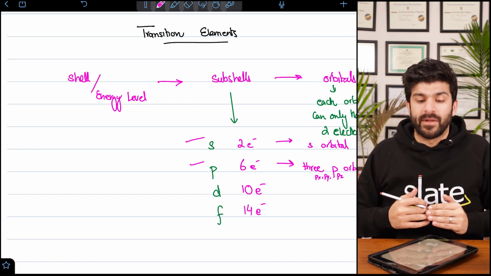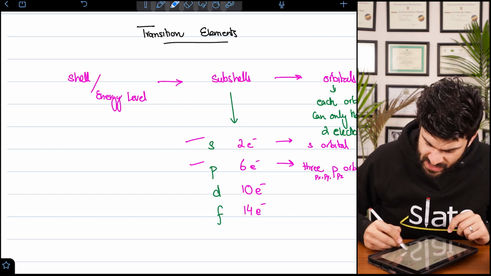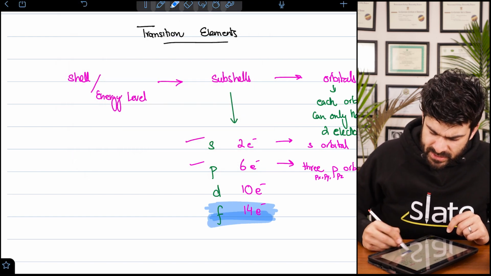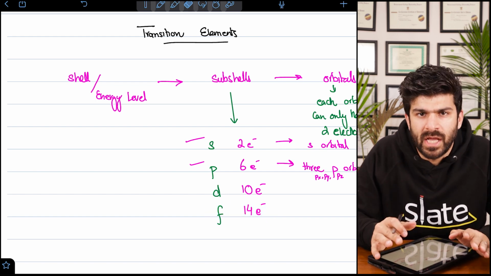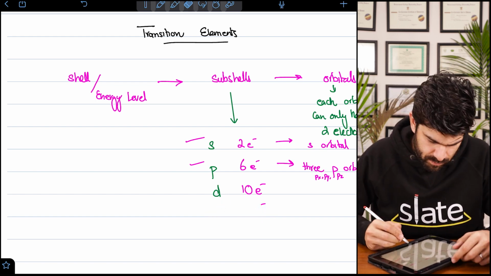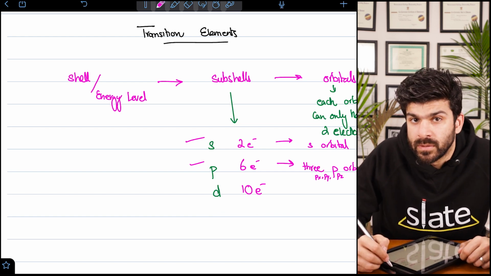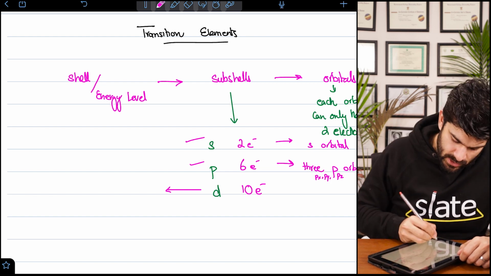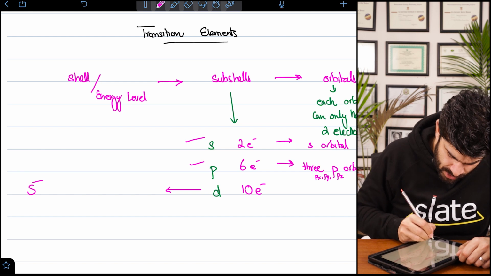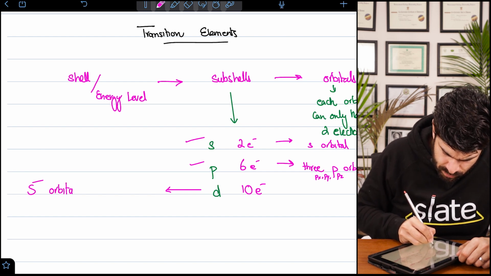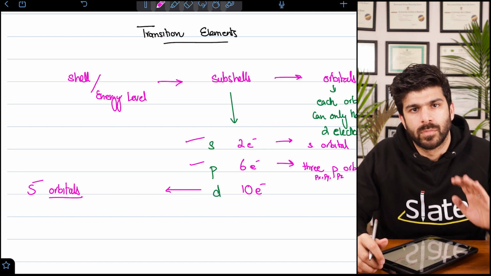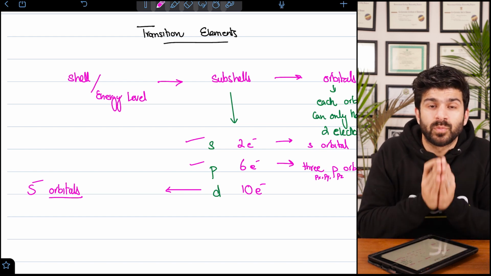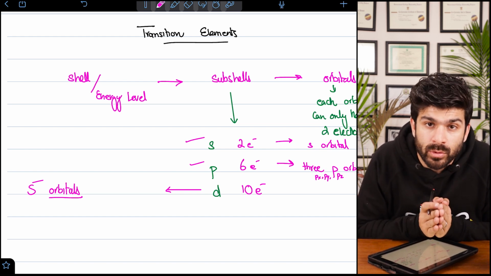Now, jumping on to A-levels. Luckily, we will never be talking about F orbital. F orbital is a concept you won't be studying in A-levels. So let's ignore that. But talking about the D orbital. If it has 10 electrons, D subshell will have 5 orbitals, and they have their different names. And that is what transition elements are all about.